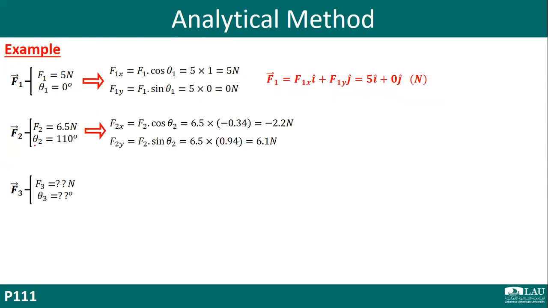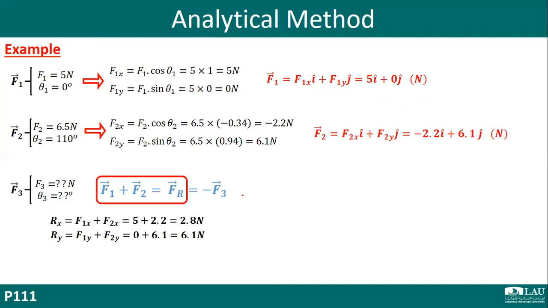Now, same procedure for F2. F2 cosine theta 2 will obtain the x component. F2 sine theta 2 will obtain the y component. So as you can see, what this minus means is that F2 is directed in the negative direction of x, but it's in the positive direction of y. We write it as a vector. And here to find the resultant, before finding F3, we need to add the x components together and then the y components together. Because F1 plus F2 is the resultant force, it's equal to minus F3.